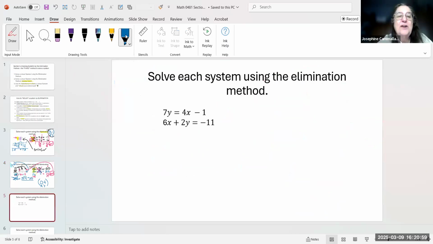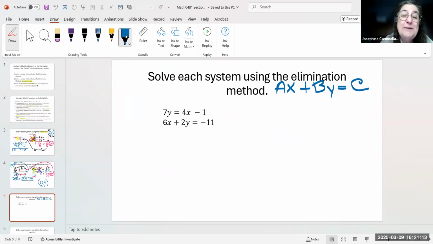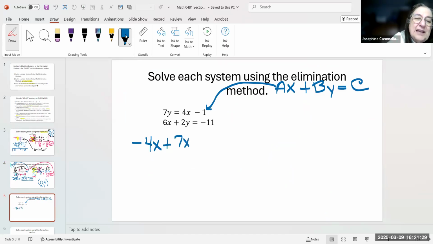Now, let's try again. Okay, this is where you have to understand that step 1, ax plus by equals c, has to be done. And if you look at this first equation, it's not written in that form. So I'm going to write -4x plus 7y is equal to -1. And I'm going to put 6x plus 2y is equal to -11.